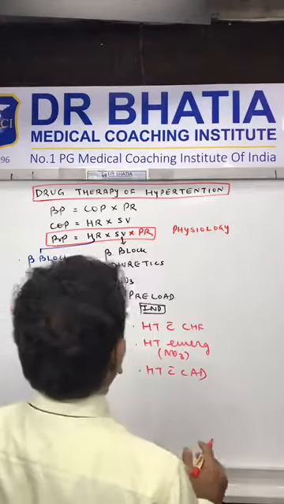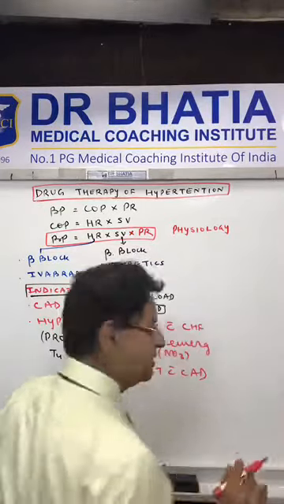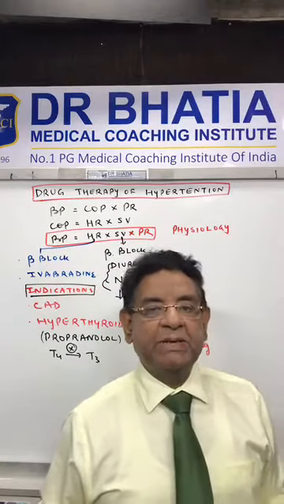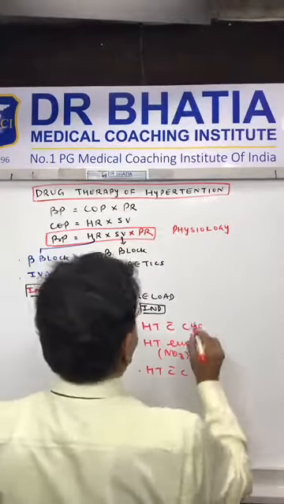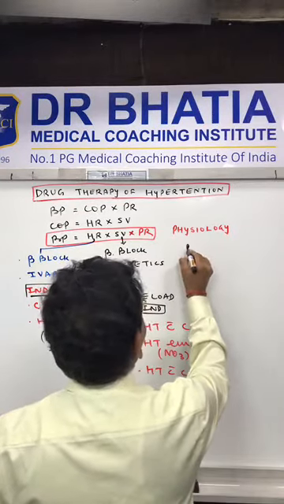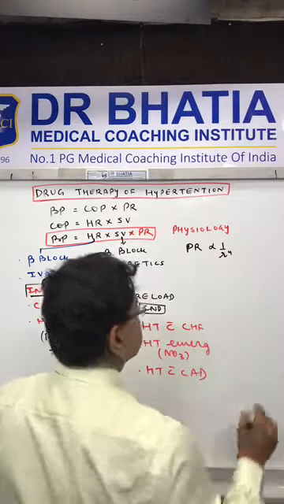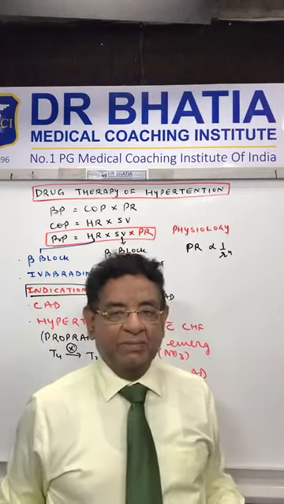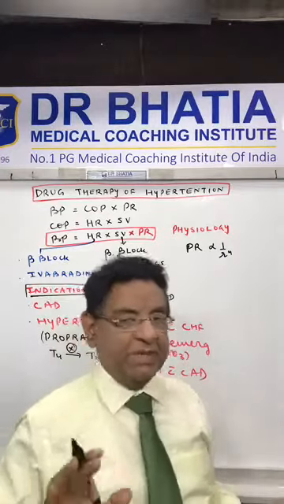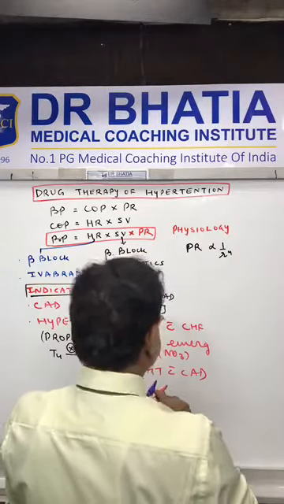Now we talk about drugs which are going to control the peripheral resistance. So before I discuss the drug therapy, let's learn some more concepts about physiology. Peripheral resistance is 1 by R4, where R is the radius of the arteriole. We all know the primary site of peripheral resistance is the arteriole. So here is the arteriole.